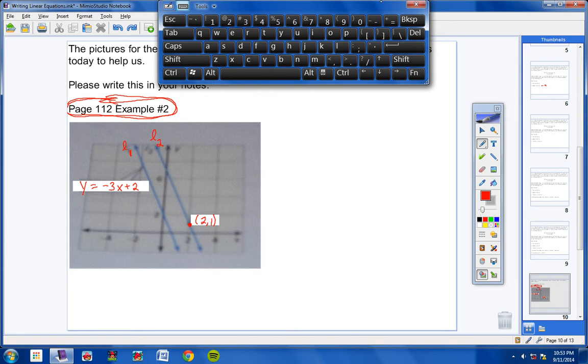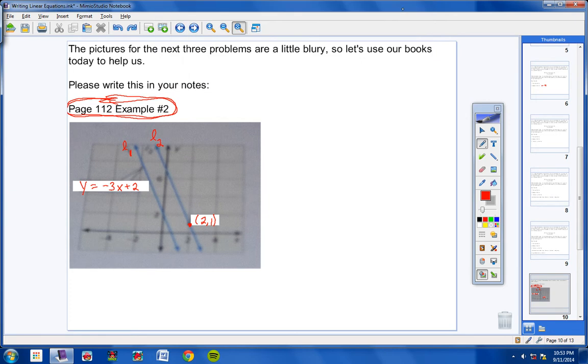Now listen, students, for the rest of your mathematical life, when someone asks you to write a linear equation, just remember this. It's so easy, guys. Write this down, please. All that you need is a point, the slope, and this formula. So here we go.